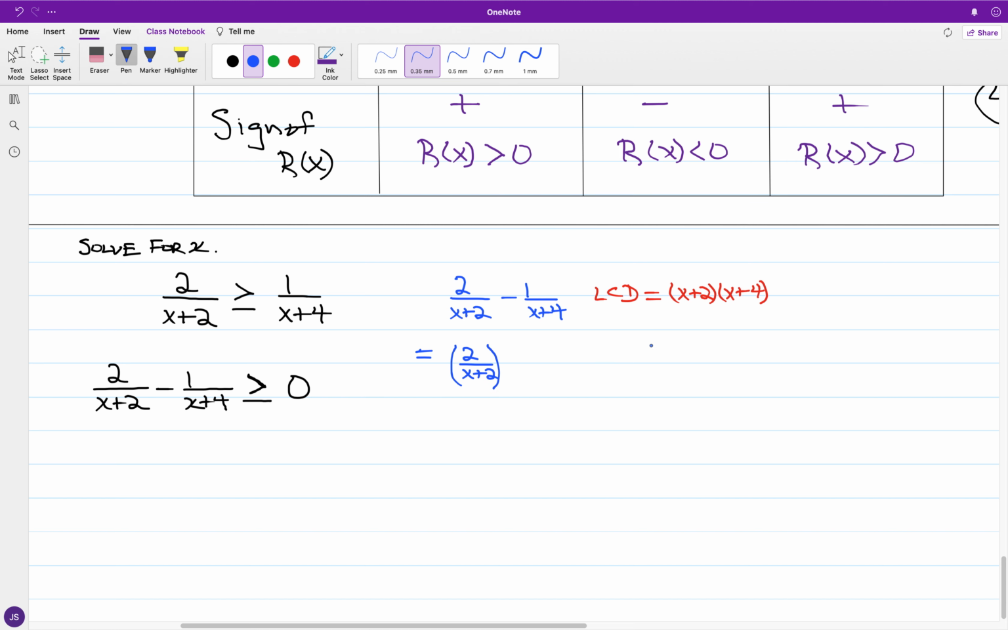Now for the least common denominator, I have the x plus 2 factor. However, this ratio is missing the x plus 4. So I'm going to multiply by 1 in the form of the missing factor, in this case x plus 4 divided by itself. Again, we have subtraction. Now we have 1 over x plus 4. Now we have the x plus 4 factor, but missing will be the x plus 2. So this ratio will be multiplied by 1 in the form of x plus 2 over itself.